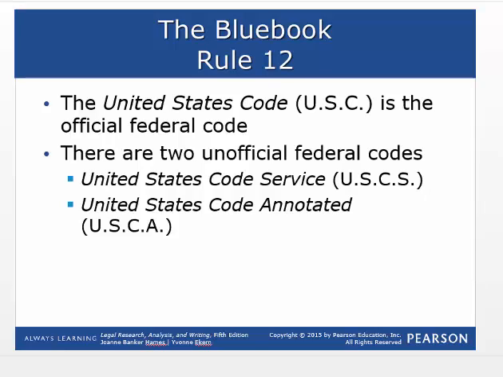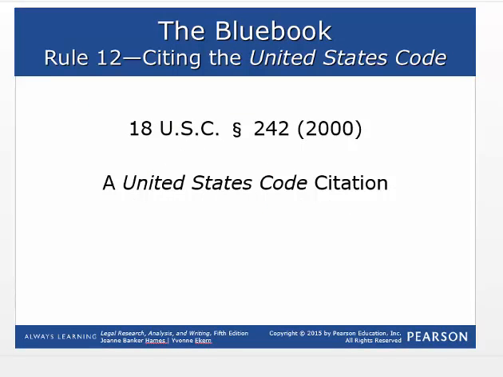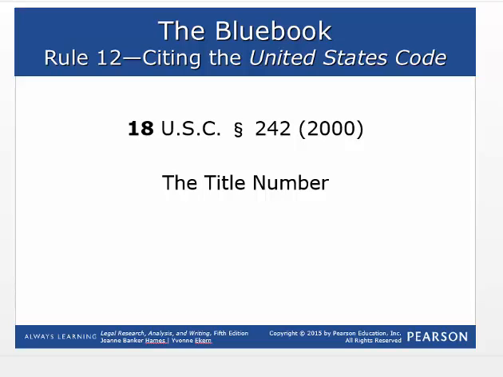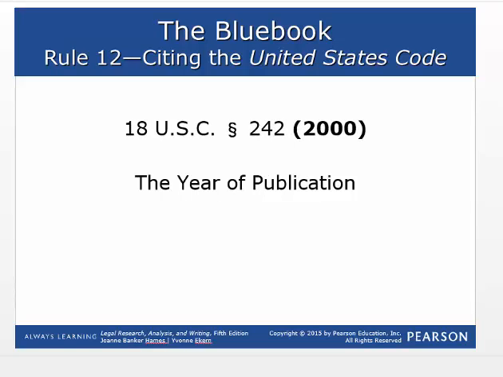So this is kind of an introduction to how you would, under Bluebook Rule 12, cite to the U.S. Code. There's an official code and an unofficial code. This is a full U.S. Code citation, Title 18, U.S. Code, Section 242, and it was passed or amended in 2000. So the title number, code, section, and the year of publication.